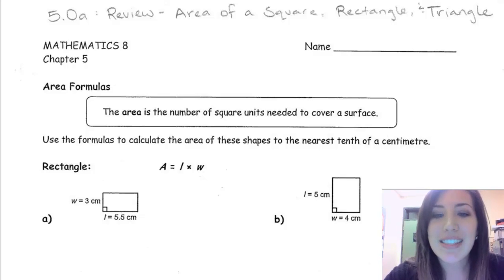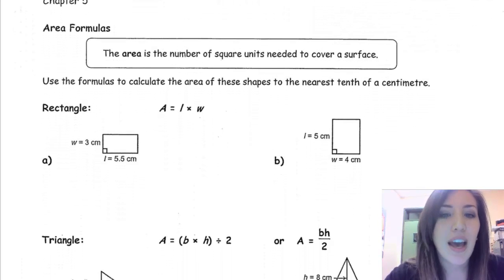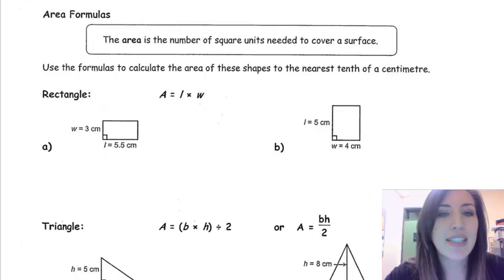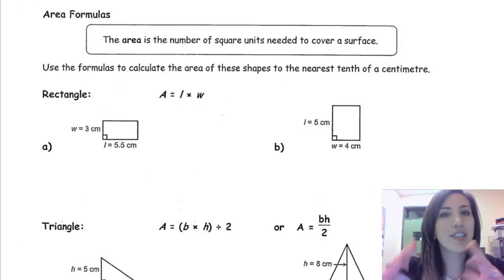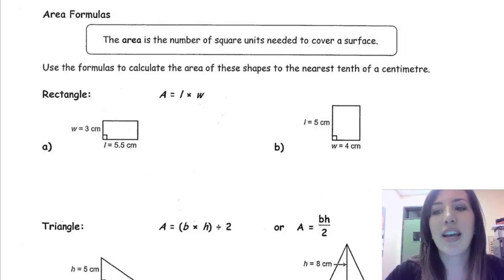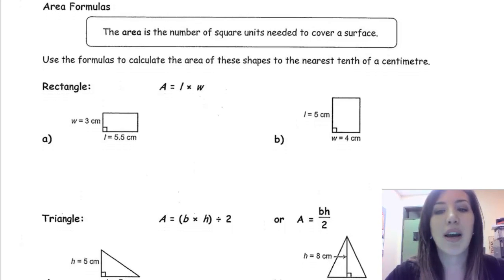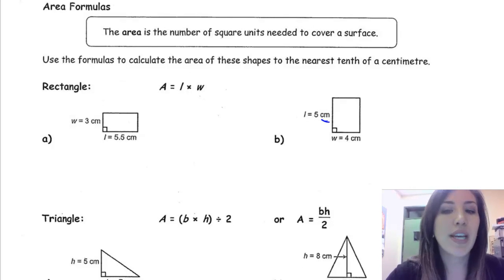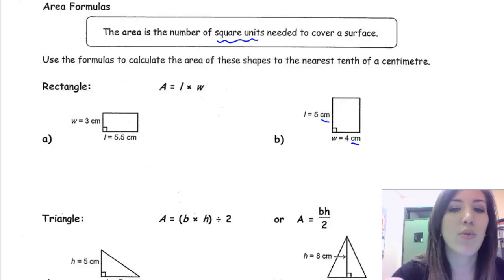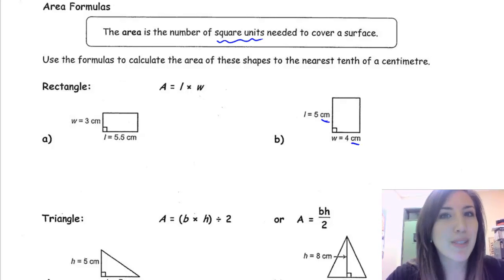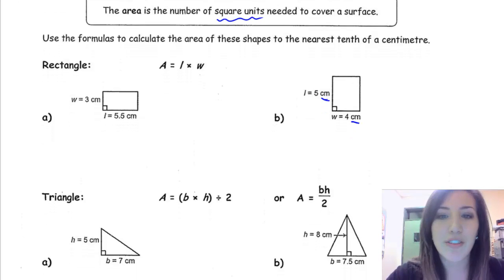So let's get started. First thing you need to know is that the area is just how much surface is covered within a given space, and when we times units by themselves, then it's those units squared, so that's why we say it's a number of square units. Centimeters times centimeters equals centimeters squared, for example.